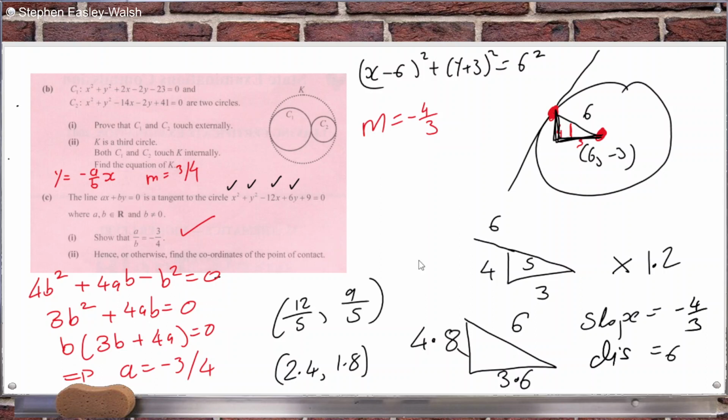I like this translation method. I kind of noticed I've used it quite a few times now. And when I have a peek at the marking scheme afterwards, they don't always use it. So they solve this by simultaneous equations, but it's a simultaneous involving a linear and a quadratic. It's pretty messy. So I like the translation approach. I use it when I can.